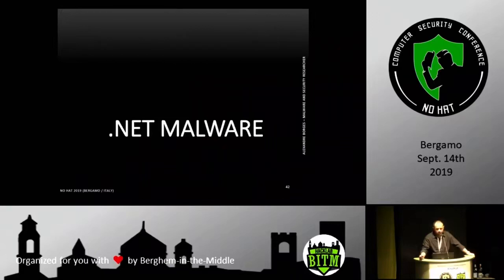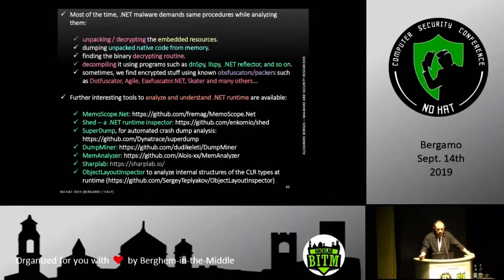Another approach here is .NET malware. .NET malware is very complicated. Usually, we try to make the same approach. We try to unpack and decrypt the embedded resources. We try to unpack the native code from memory. We try to find the decryption routine. We try to decompile the code by using common tools, but almost all of them use some kind of packer.